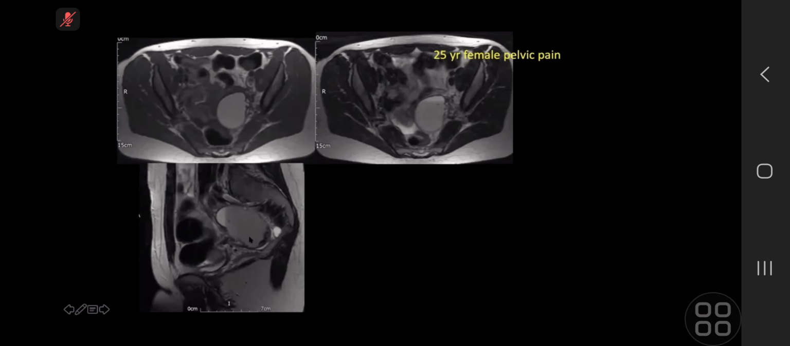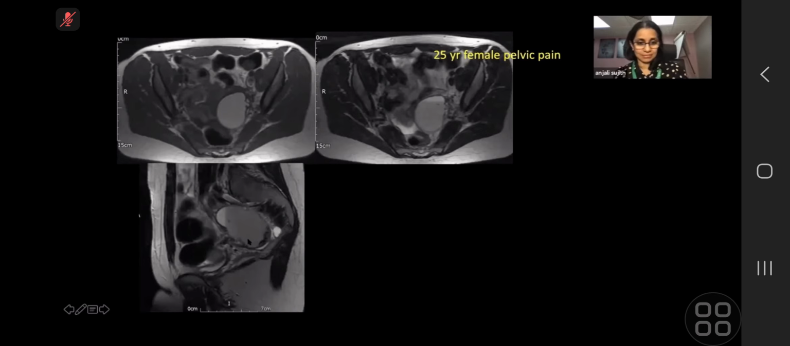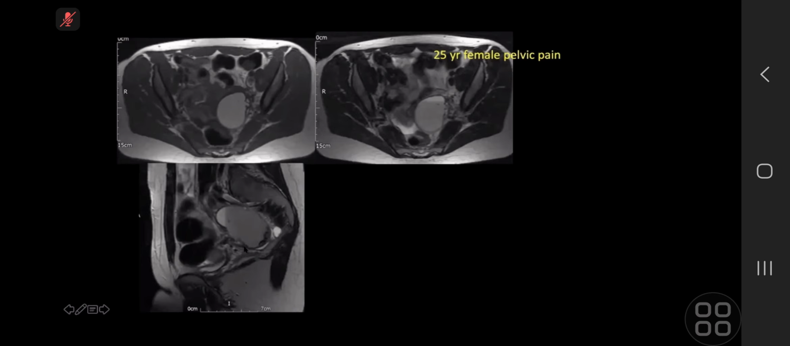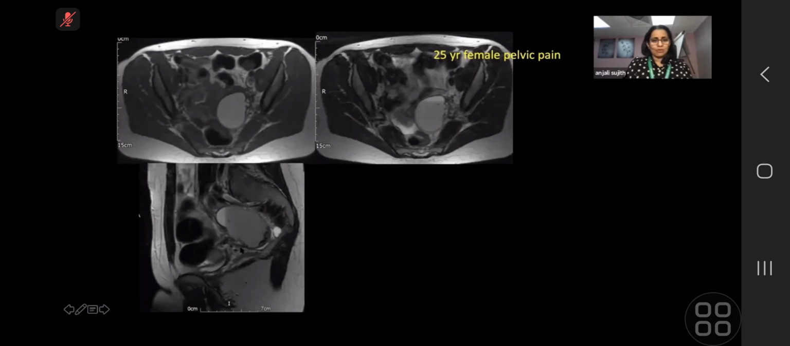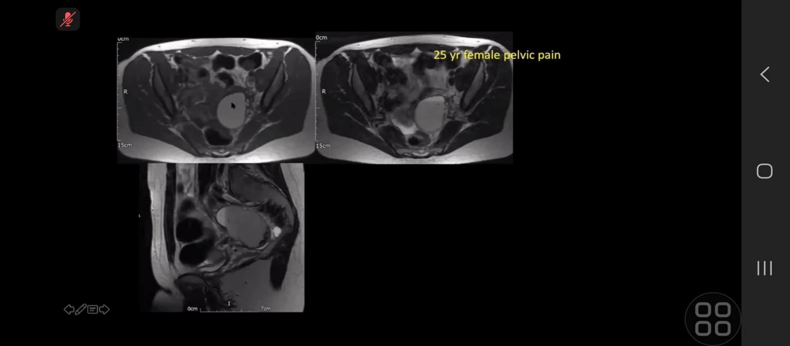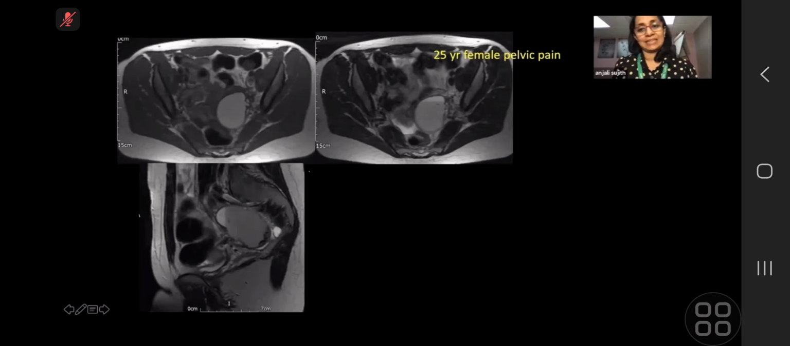What is your diagnosis? So I was wondering if this is an endometrioma. Okay, you are right, but something was missing in the sequences that I gave. If you have seen something hyperintense on T1, what should you ask your examiner for? Like a fat saturated image. Exactly, so a fat saturated sequence was missing.